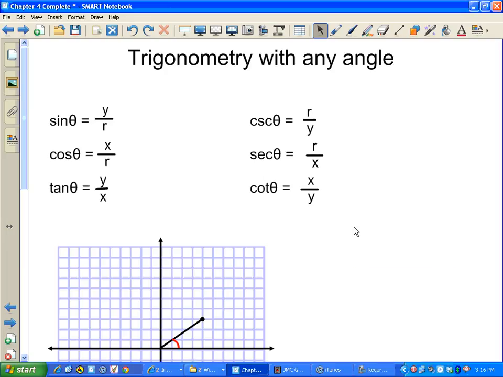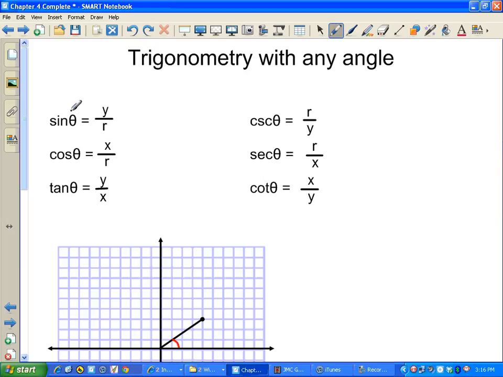Alright, in this section we're going to look at how to do trigonometry with angles that aren't necessarily on the unit circle. So the only difference we have to make is that our hypotenuse is not going to be 1 anymore. It's going to be the radius of whatever circle we have. So all the places where we had 1 or even an implied 1 are now going to be replaced by an r for the radius.